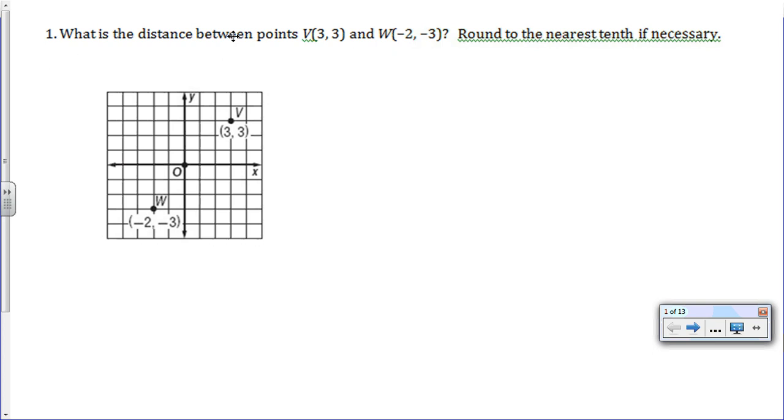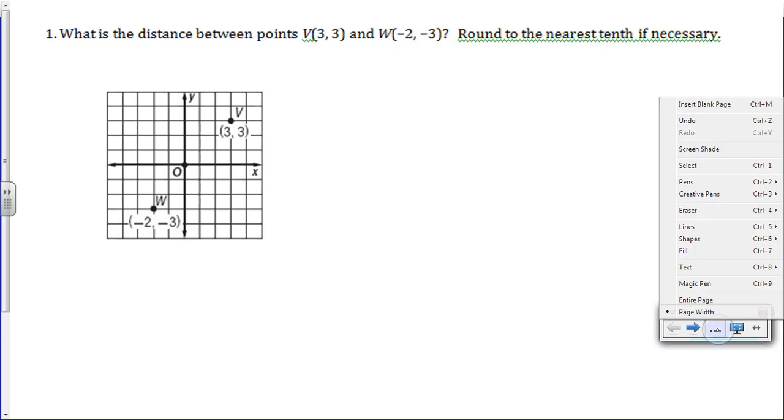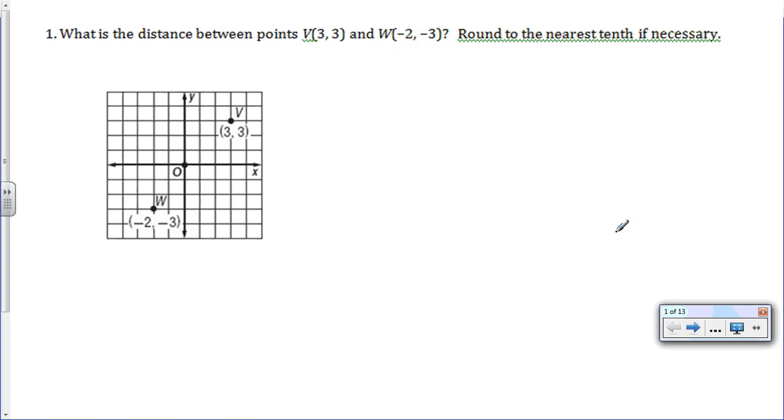Because you're given a coordinate plane, that's when you can use the Pythagorean theorem. If you just don't like using the Pythagorean theorem, you can always use the distance formula. So to use the Pythagorean theorem, all I would do is create my right triangle. And because I want to know how far it is between W and V, I'm trying to find my hypotenuse. So from here, I would count how long my sides are.